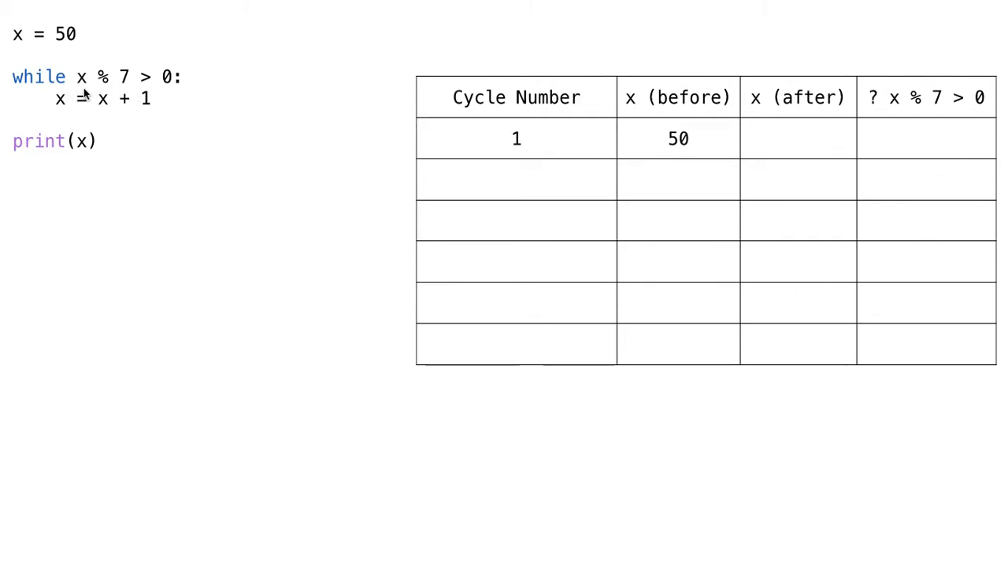And something we should check here is if 50 modulo 7 is greater than 0, because if that's not the case, then the while loop won't run at all. So 50 modulo 7 is in fact 1. 1 is greater than 0, so we start running through the loop.